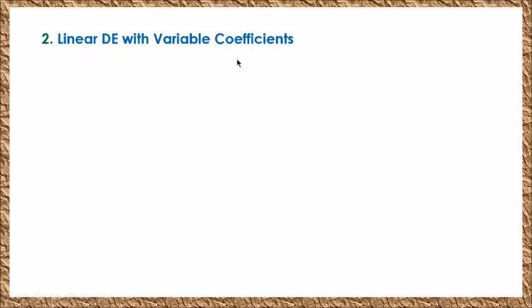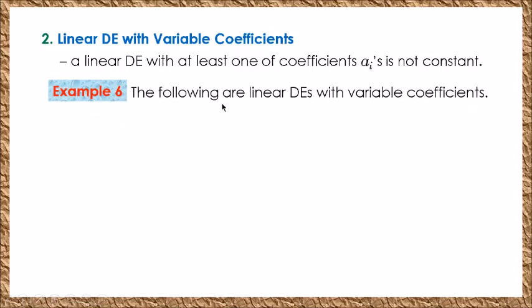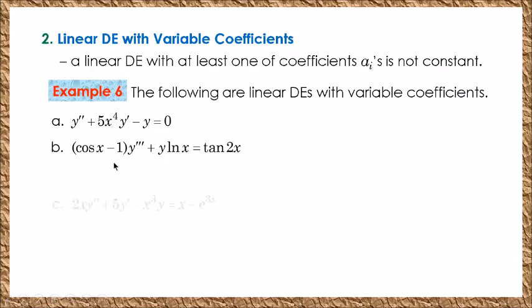Linear DE with variable coefficients. So when at least one of the coefficients a sub i is not constant. The following are linear differential equations with variable coefficients. So we have, this is constant, this is 5x to the fourth, -1. So there is one coefficient that contains a variable, which is in terms of the independent variable. So this is also LDE with variable coefficients because the coefficient of y triple prime and the dependent variable y are all functions of x.